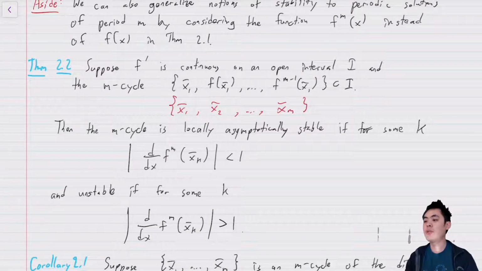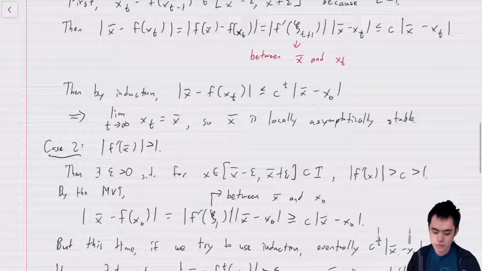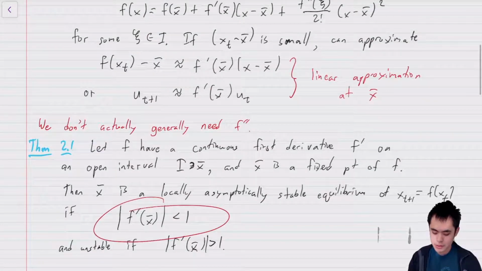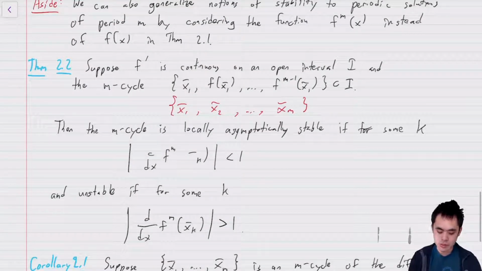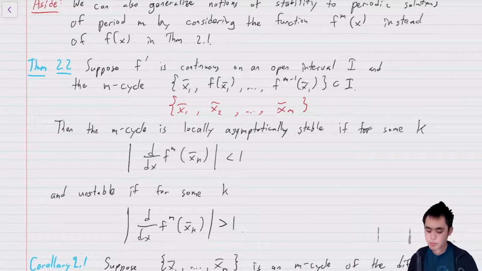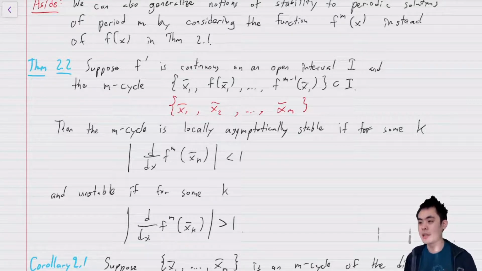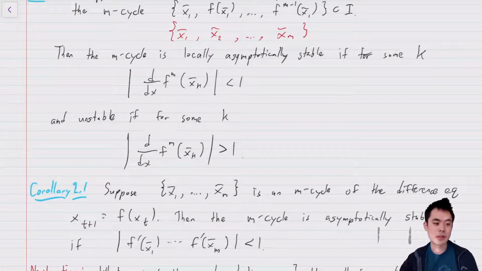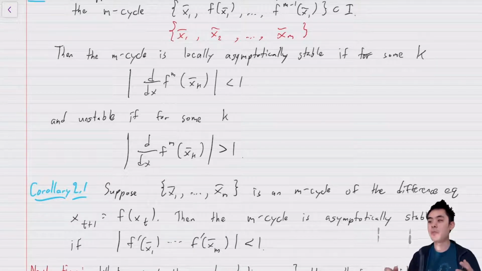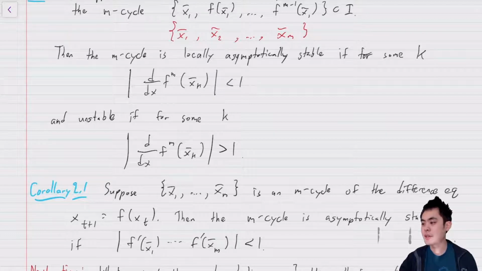It's saying that you can apply the same notions of stability to periodic solutions by just considering the function f to the m. Up here we took f prime of x bar. Here we're taking the derivative of f to the m, and that has to be less than 1 or greater than 1 for one of our periodic solutions. Now note that we only need to show this for one of our periodic solutions and not necessarily all of them.